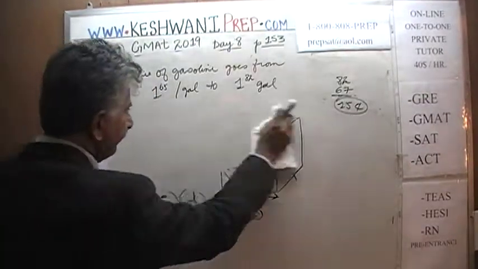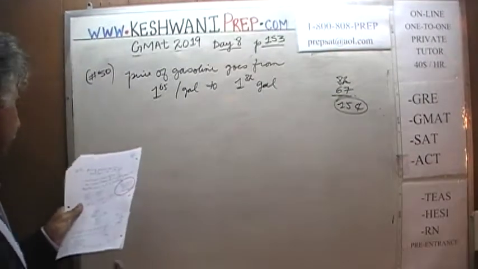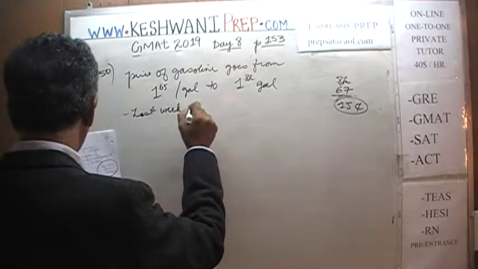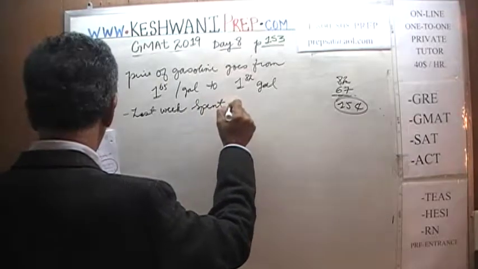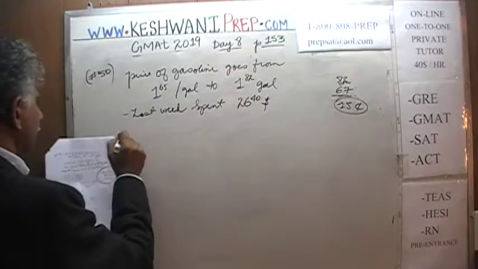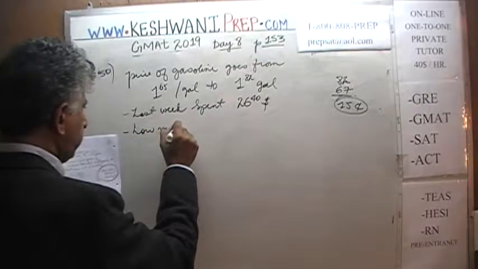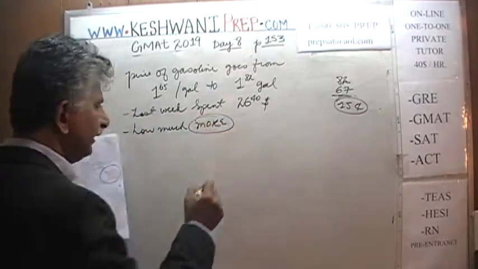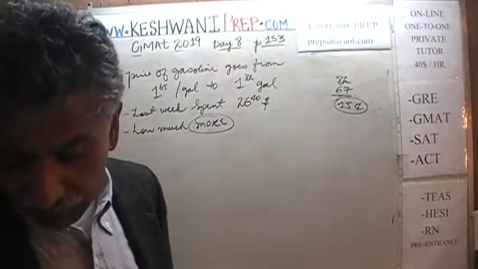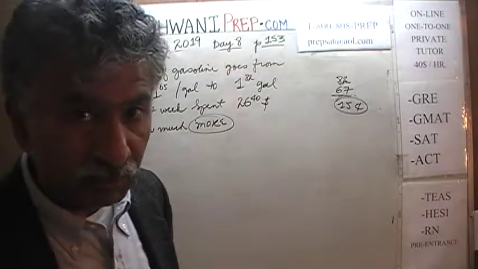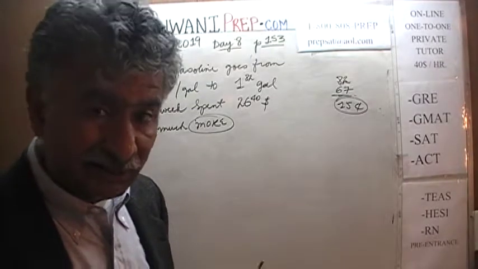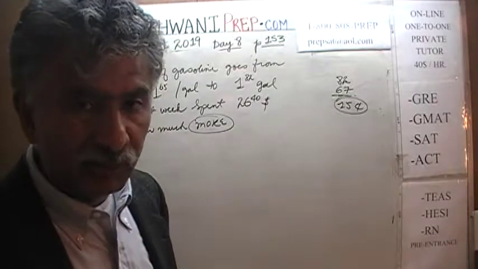Let's see what the question is asking. It says last week we spent $26.40. How much more, this is the important part. They're not asking how much I'm going to spend this week as a result of the increase in price of the gasoline to $1.82. They're asking how much more I'm going to spend. In other words, the difference between what I did spend last week and what I will spend now that the price has gone up.